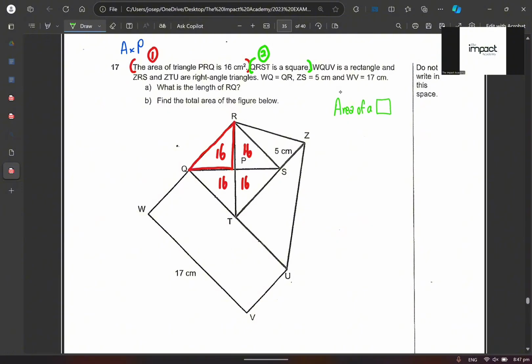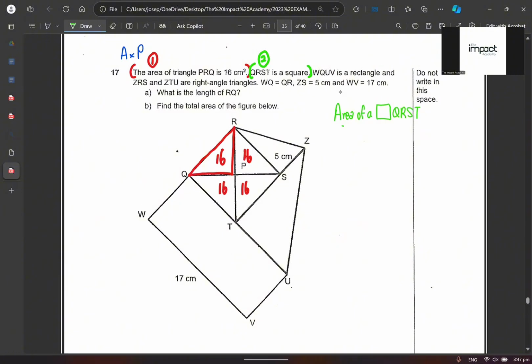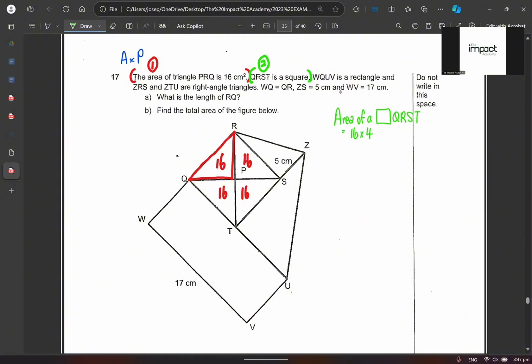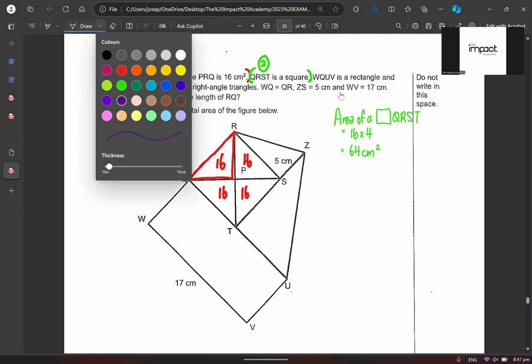In fact, over here we call this square QRST. It's actually equal to 16 times 4, and we get an answer of 64 centimeters square. Make sense? So that is the area of this square, correct? Which means with the area of a square, I can now find the length. Did you all realize that?